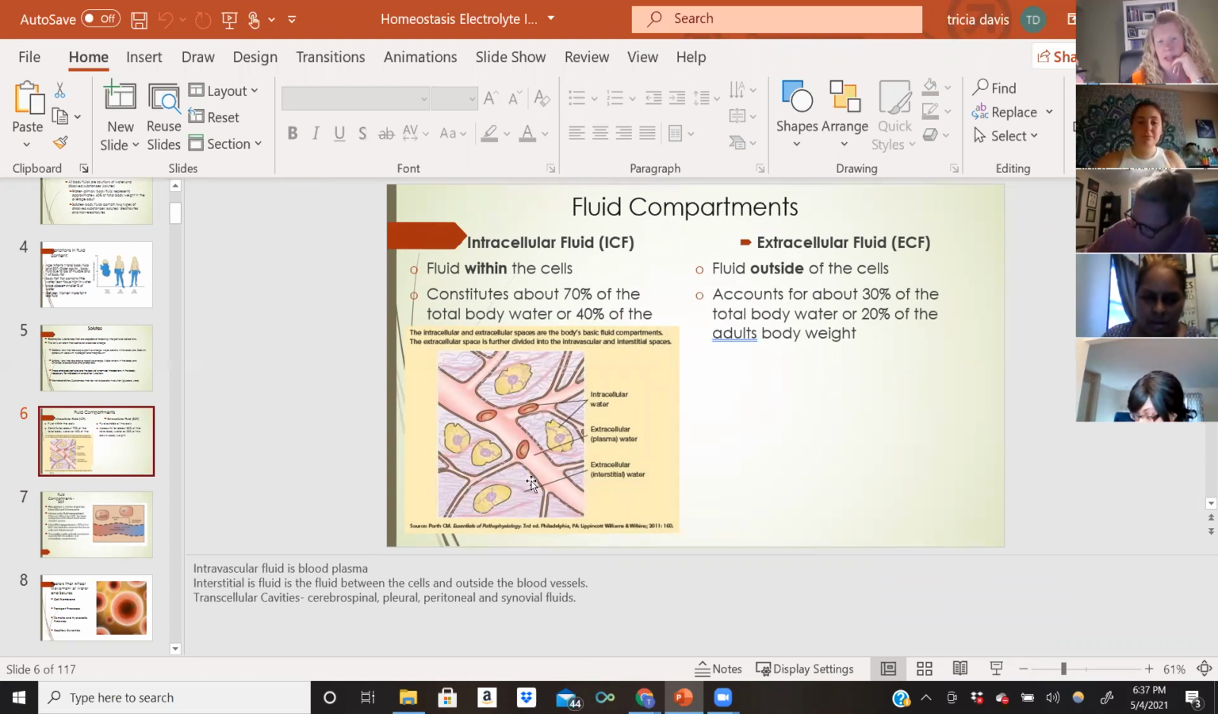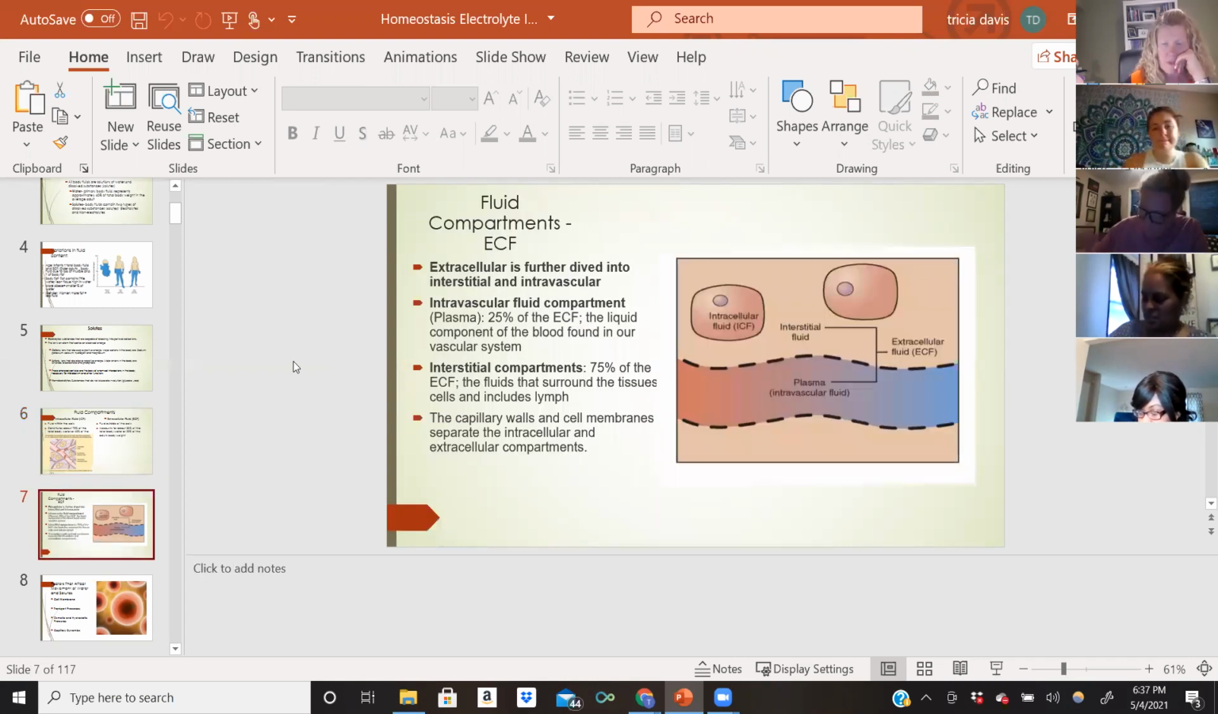So this little area, when we talk about third spacing, if you've ever heard of third spacing, that's where we see that third spacing shift, is into that little area. This is why it's so important for you guys to really understand this and the locations of the compartments and where things go, because you're going to need that to be able to critically think and decide what's going on with your patient and where all this fluid is.